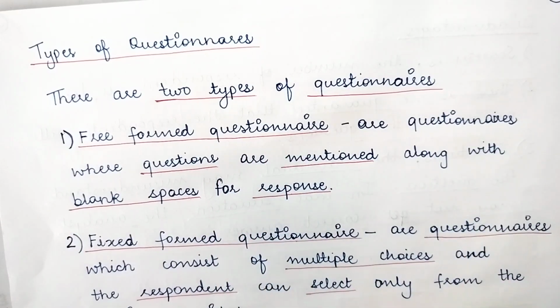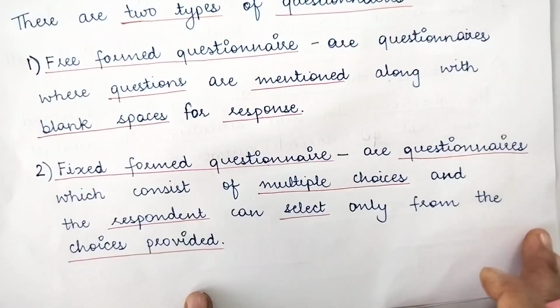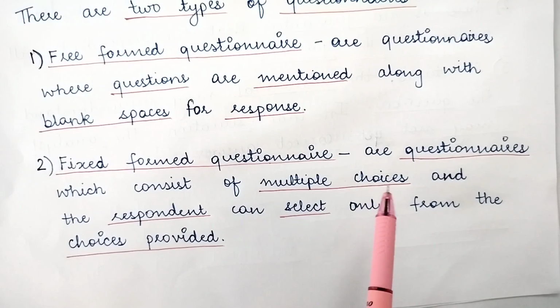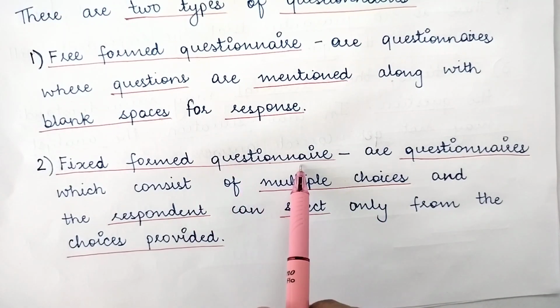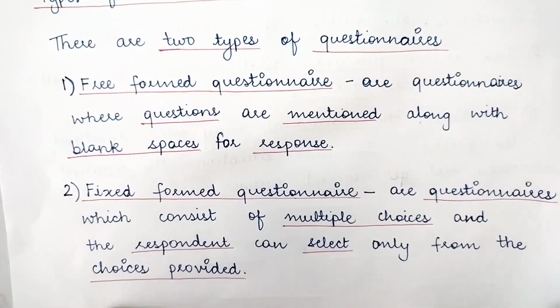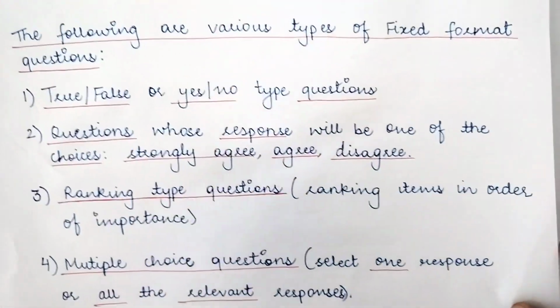And then comes the fixed form questionnaire. These are the questionnaires which basically consist of multiple choices. That means you have a fixed set of answers and the customer or the respondent has to choose from among that particular set of answers only. So basically the MCQs or multiple choice questions are the fixed formed questionnaires. So you have a question, then you have multiple choices, and the respondents can select only from the choices provided and they cannot write anything on their own.